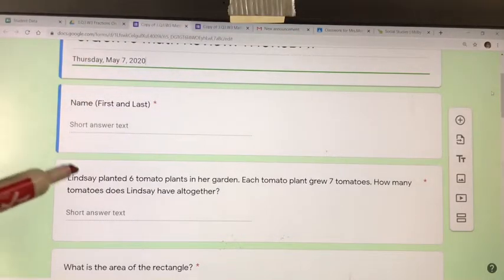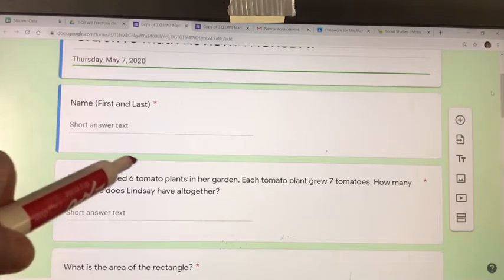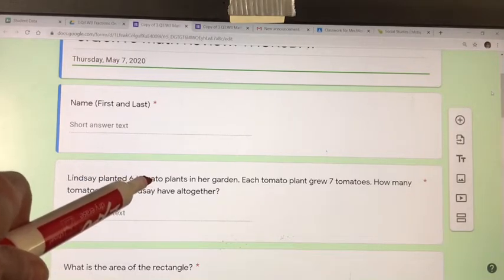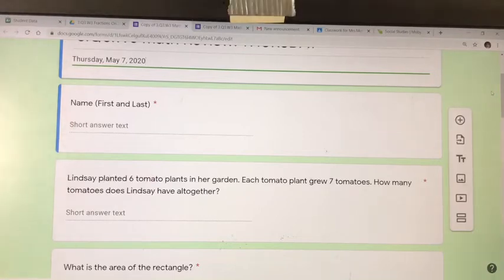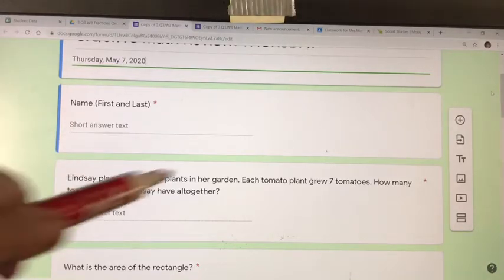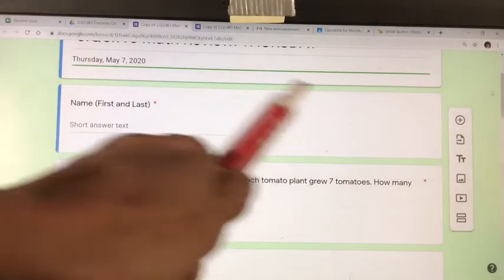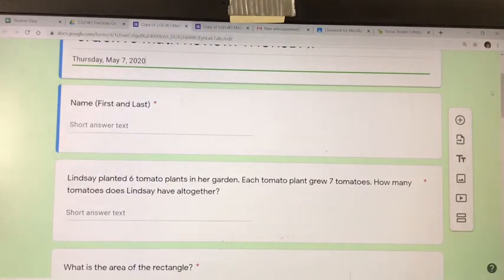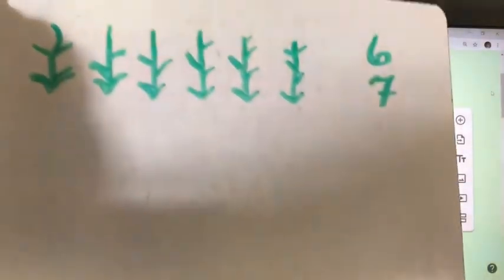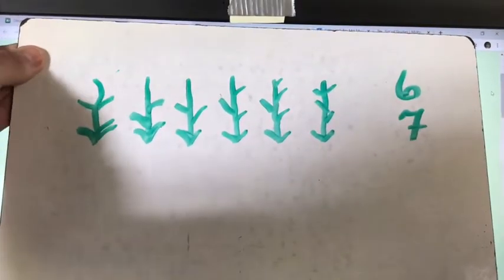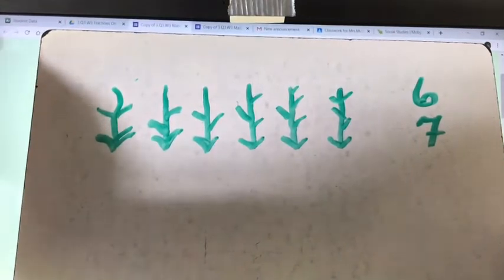So let's get a picture in our mind of what we need to do. So Lindsay plants 6 tomato plants in her garden. All right, so I'm going to draw a picture of that. And then each tomato plant grew 7 tomatoes. How many tomatoes does Lindsay have all together? So when I put all the plants together, I count all the tomatoes. How many does she have?